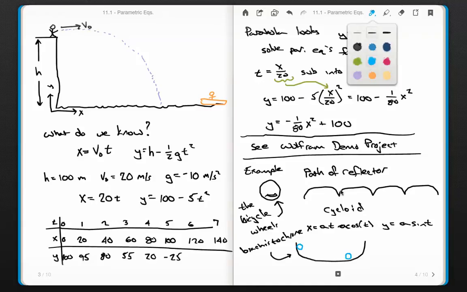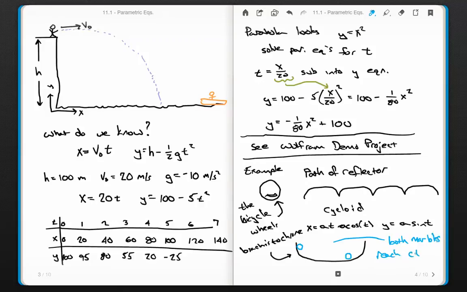Both marbles reach the center at the same time. Right. And that's just kind of this cool feature of these shapes. And it kind of shows the connection between, you know, what does a bicycle wheel have to do with gravity and half pipes and marbles? But these bizarre connections that happen in the physical and mathematical world.